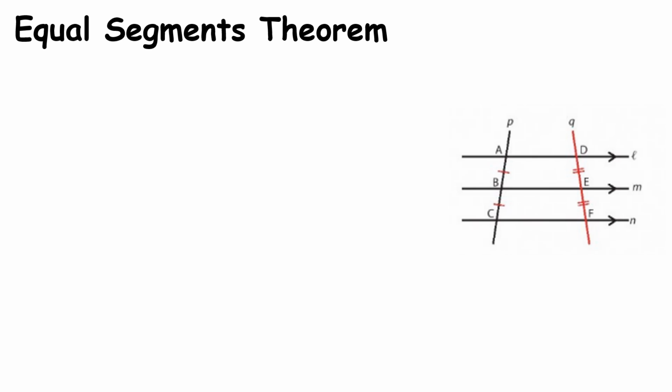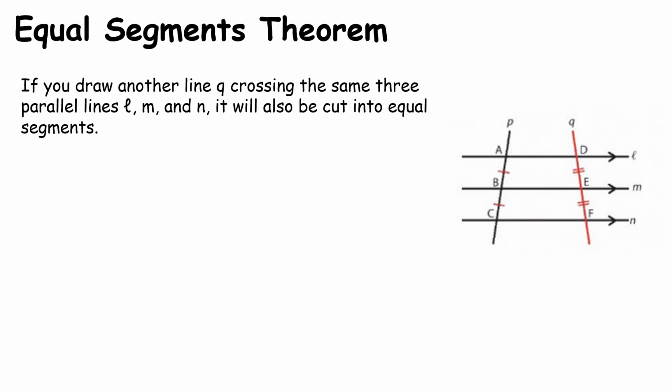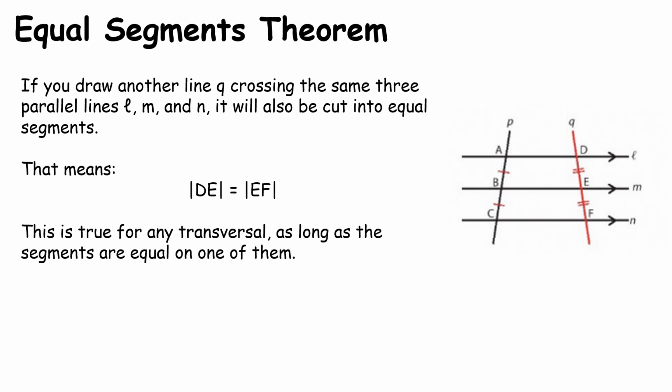And here is basically what it's showing us. It tells us if we have a transversal P that is broken into equal line segments across three parallel lines, then any transversal will be broken into equal segments. So here we can see P, which we've already discussed. AB is the same length as BC. So therefore, when we draw in Q, a second transversal, we have the length of DE equal to EF.